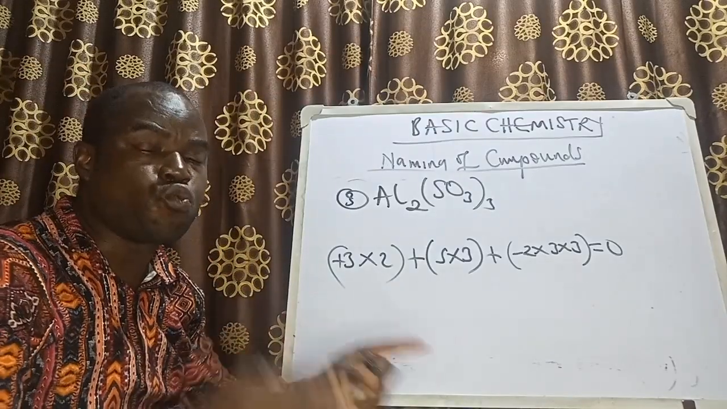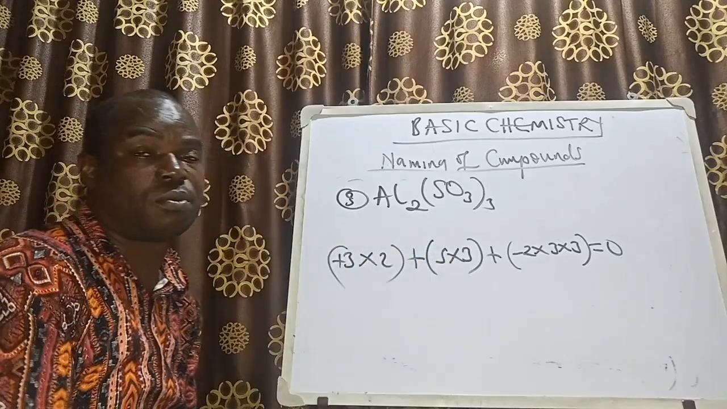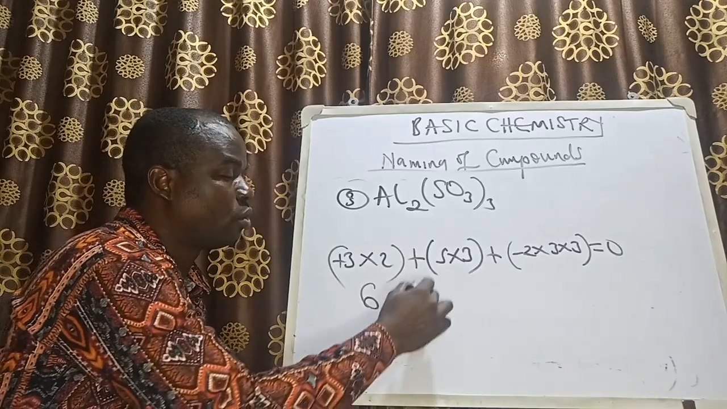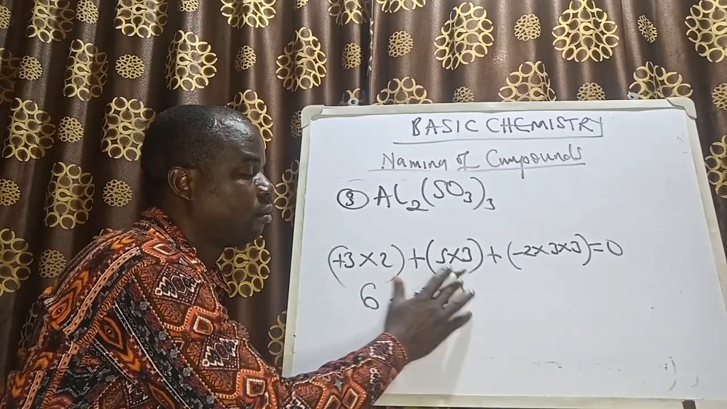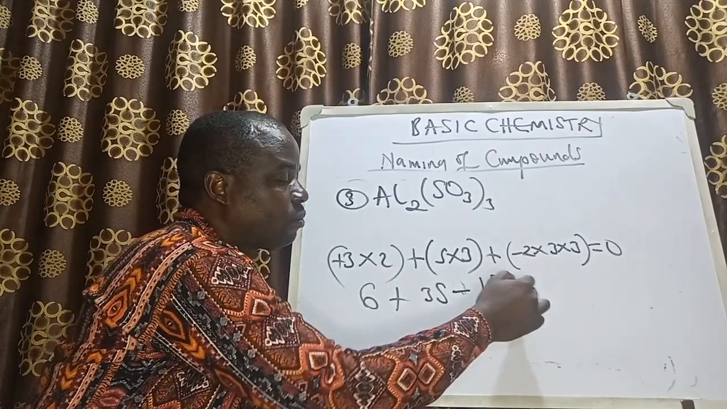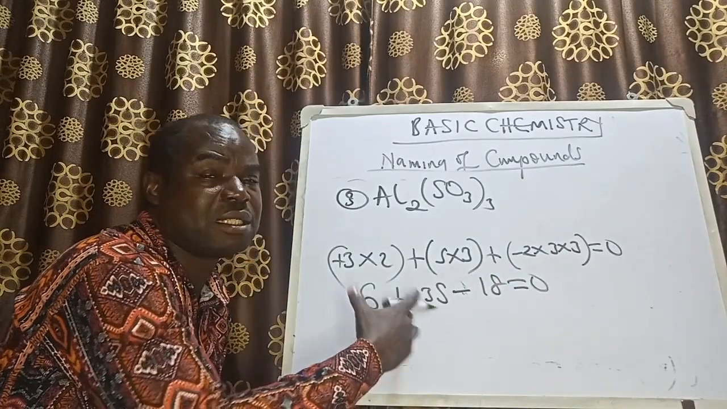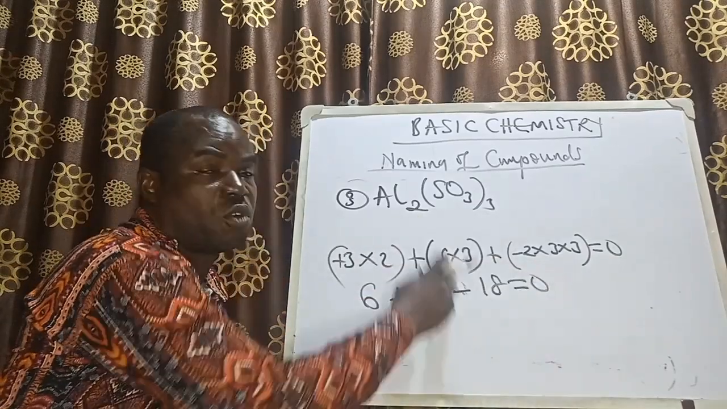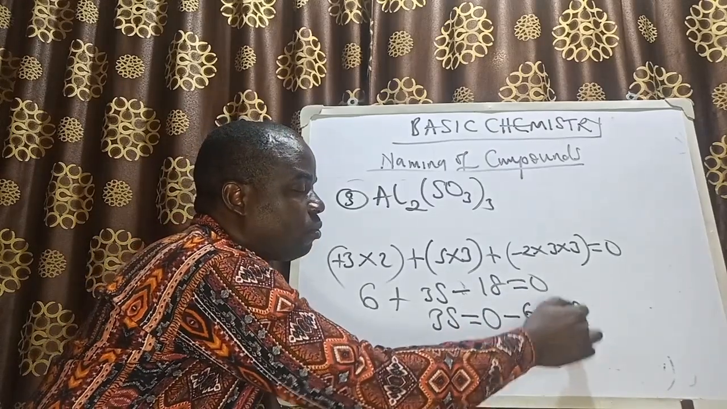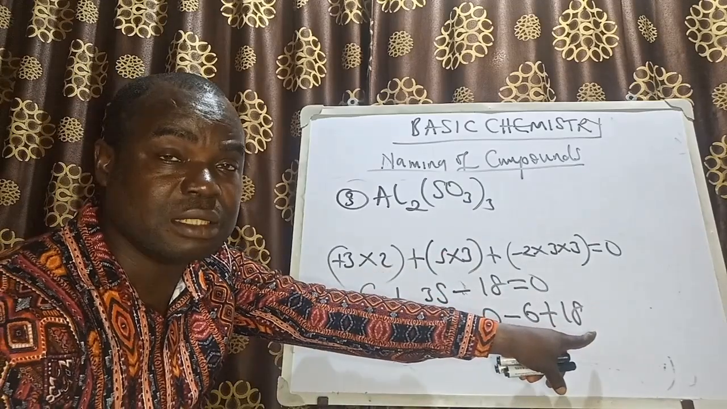Always make sure you equate to 0. Anything you solve here, you equate it to 0. Now we have 6 plus 3 times s is 3s. Plus minus is what? Minus. 2 times 3 is 6. 6 times 3 is 18. Equals 0. Are you following now? We now make s the subject of the formula by collecting like terms. So we have 3s is equal to 0 minus 6 plus 18, because this one here is minus 6. This one now comes as plus 18. Are you following me now?